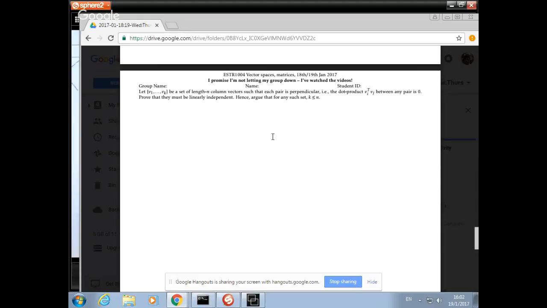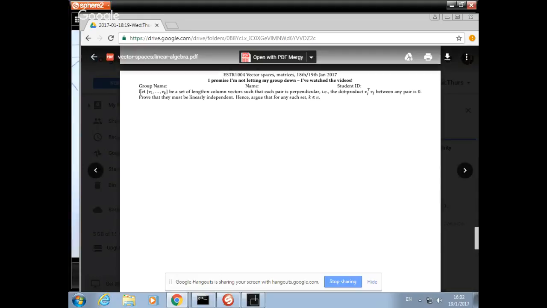Okay, so just a clarification for this question. You let v1, v2 up to vk be a set of length n column vectors such that each pair is perpendicular. I agree it's a small technical detail, but as two students have already pointed out, assume that all these vi's are non-zero. So you can change the question to: let v1, v2 up to vk be a set of non-zero length n column vectors.